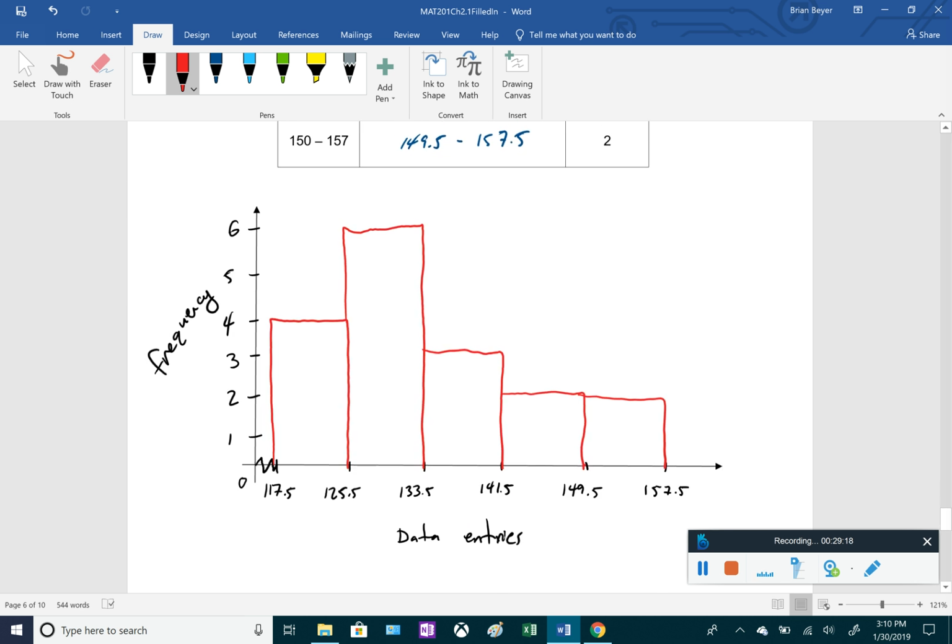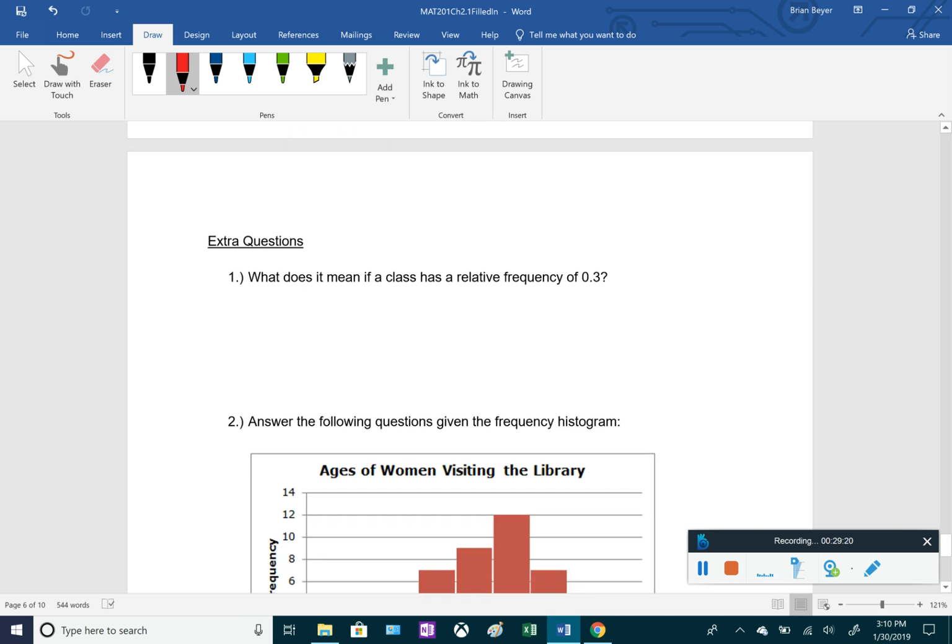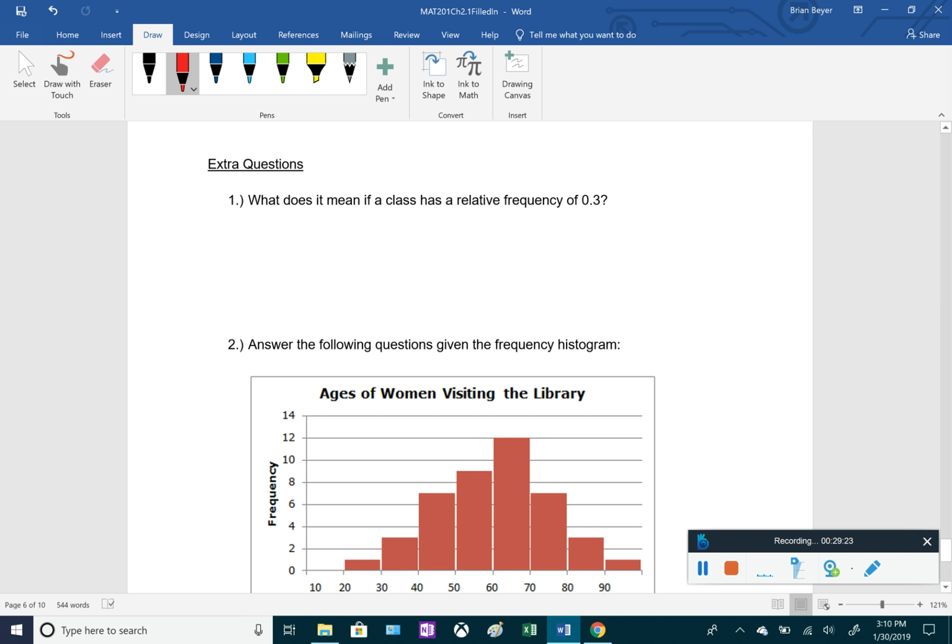Obviously we wouldn't always be doing these by hand. There's a lot of different software that will do it for us, including easy and simple software like Excel and Microsoft Word, but it's good to know how to do these by hand also.